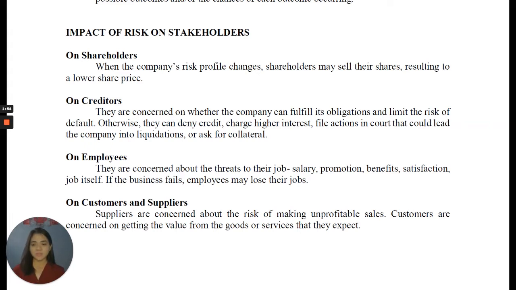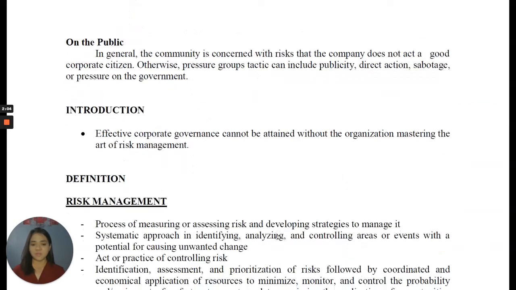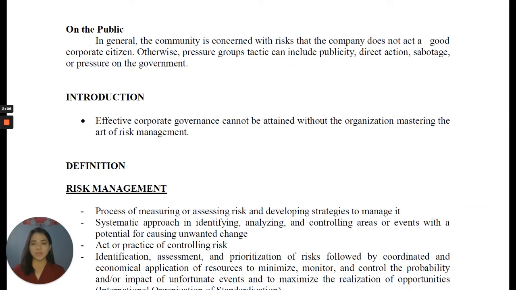On customers and suppliers, suppliers are concerned about the risk of making unprofitable sales. Customers are concerned on getting the value from the goods or the services that they expect. On the public, in general, the community is concerned with the risks that the company does not act as a good corporate citizen. Otherwise, pressure group tactics can include publicity, direct action, sabotage, or pressure on the government.